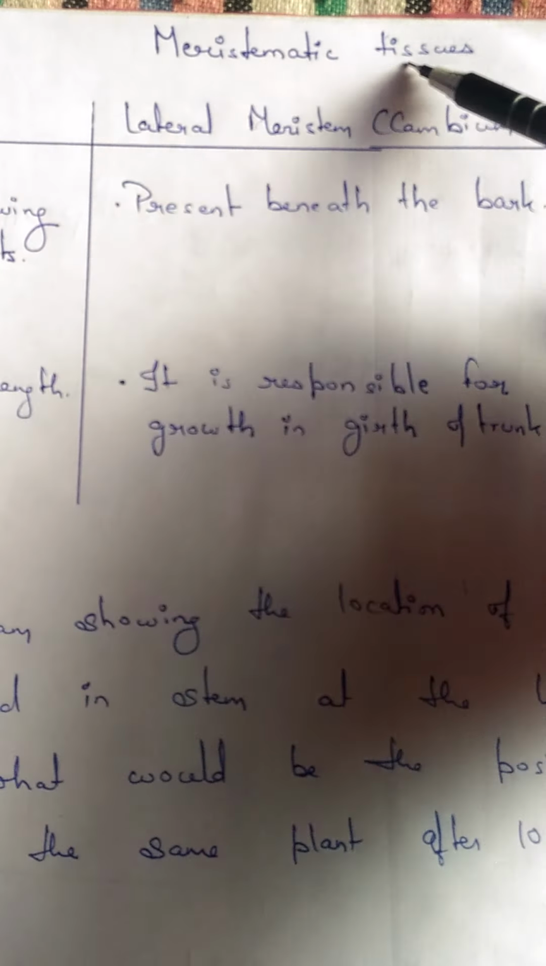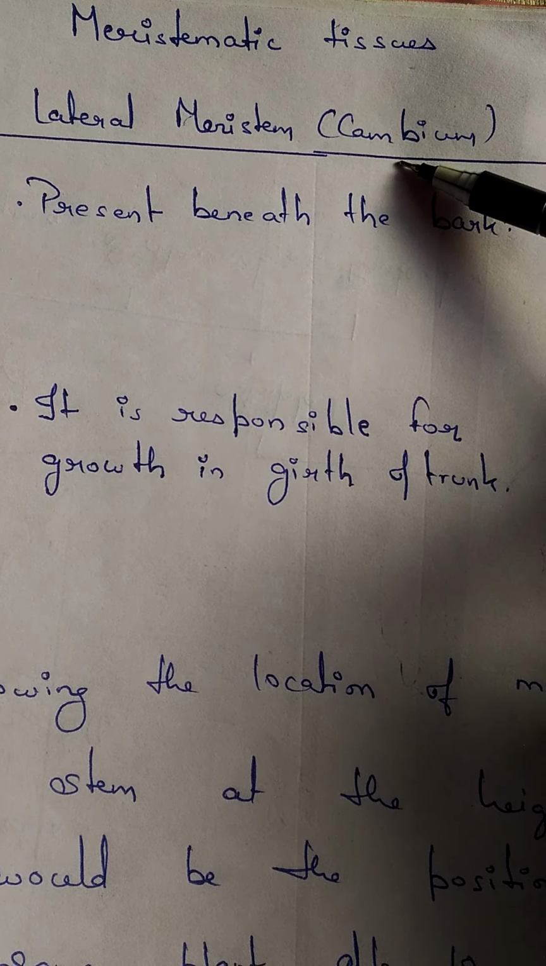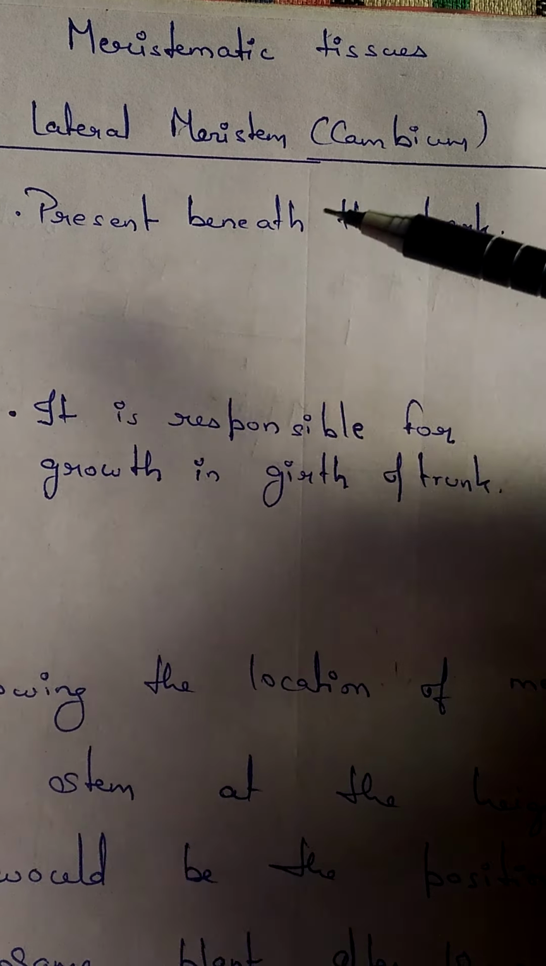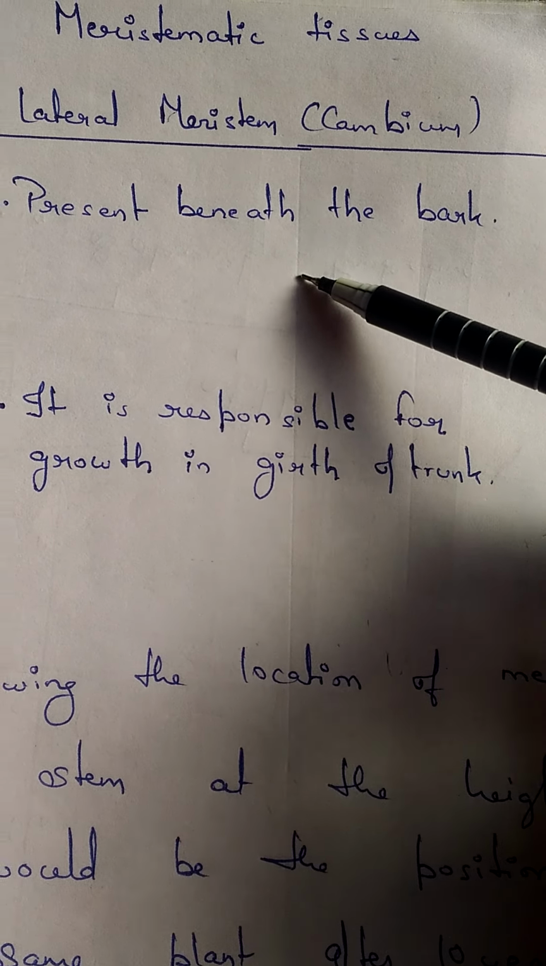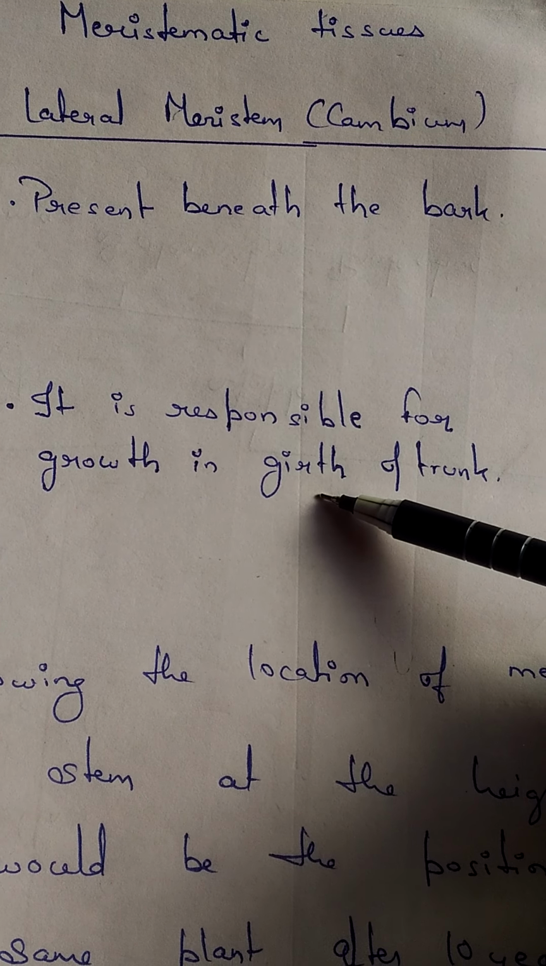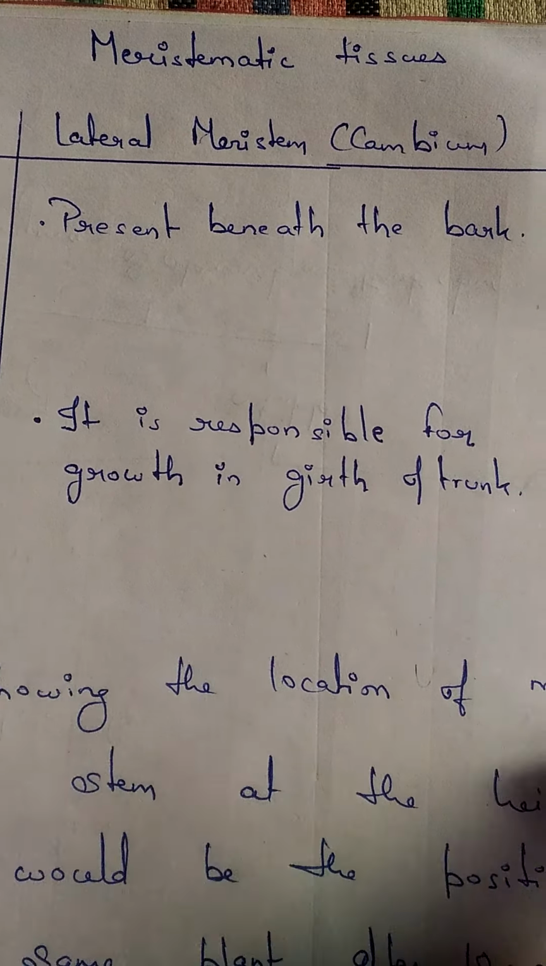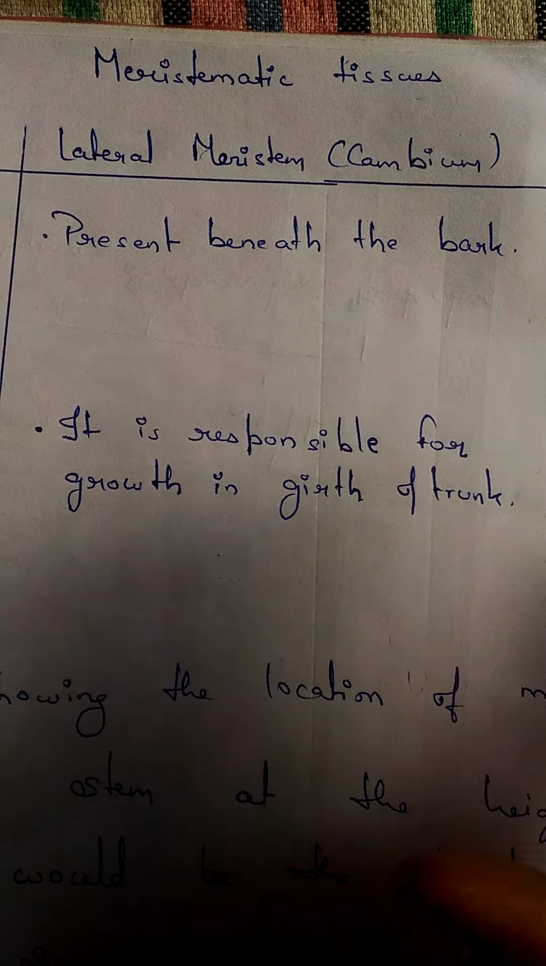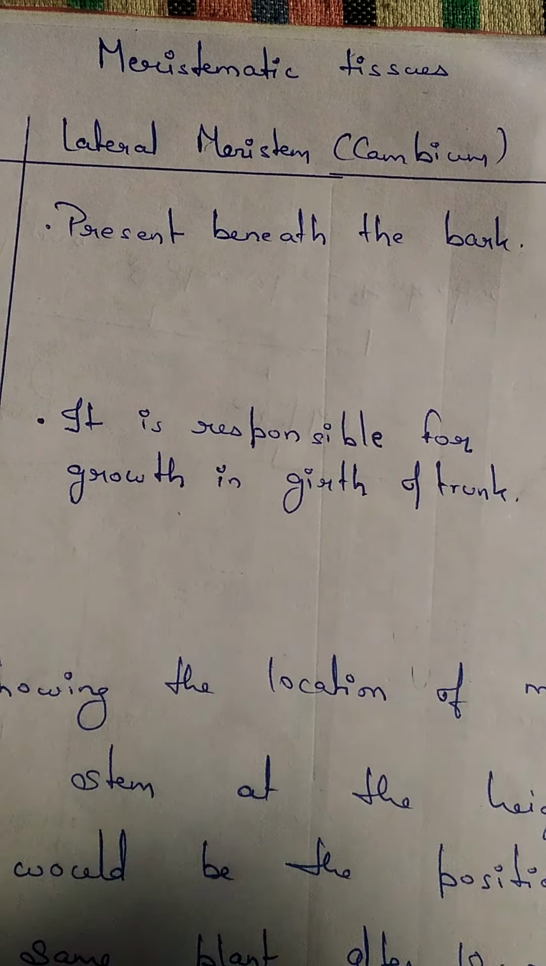What is the function of this meristem? Length को बढ़ाना. Then lateral meristem, which is also known as cambium. It is present beneath the bark. Bark आपको दिखाया था अभी, उसके नीचे present होती है. It is responsible for growth in the girth of the trunk. जो plant का trunk है, main center portion है, उसके जो सर्कल है उसकी girth यानी चौड़ाई को बढ़ाता है.